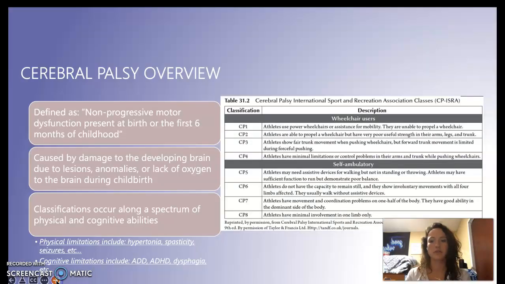prescription. And just kind of more of a cerebral palsy overview, it is defined as a non-progressive motor dysfunction present at birth or for the first 6 months of childhood. A lot of times it's caused by damage to the developing brain due to lesions, anomalies, or lack of oxygen to the brain during childhood. And these classifications are because you can see it across a spectrum of cases.